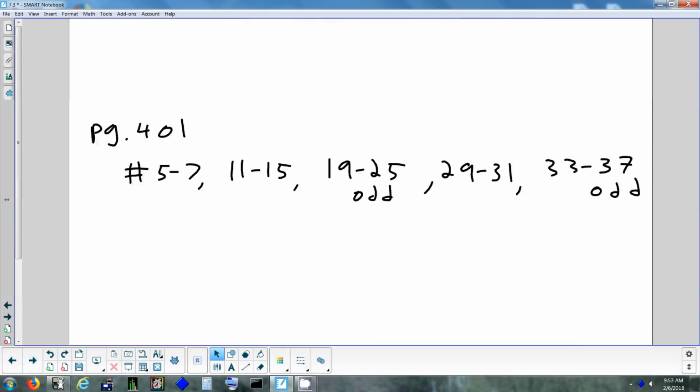Okay, so the homework, make sure you write down the odds, because some of the intervals are just odds. So 401, 5 to 7, and 11 to 15, that's all. But 19 to 25 is odd. 29 through 31, that's all. And 33 to 37, that's odd.